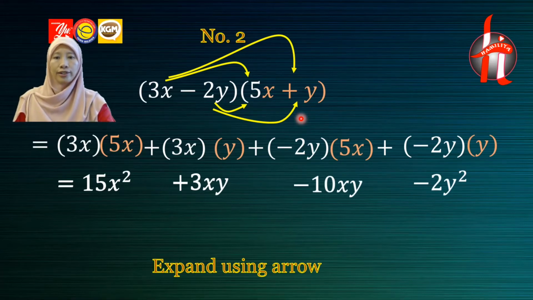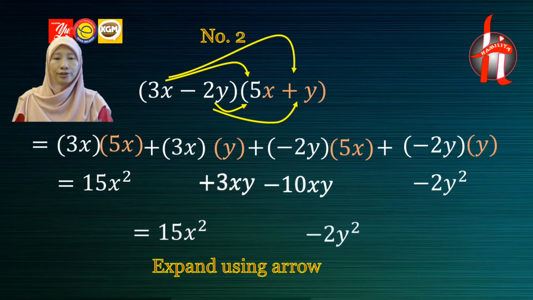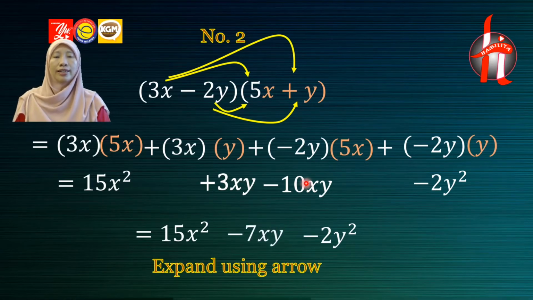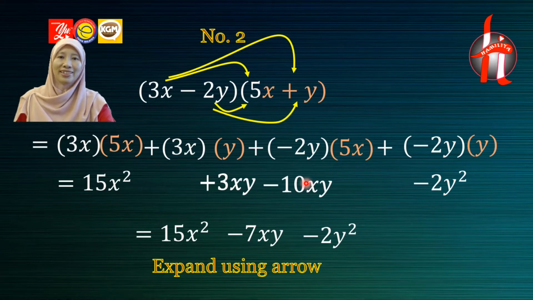Okay, over here, notice that we have like terms 3xy and negative 10xy. So we have to simplify these two terms. It becomes minus 7xy, and we just arrange it in line with the other terms. So finish with the question number 2.